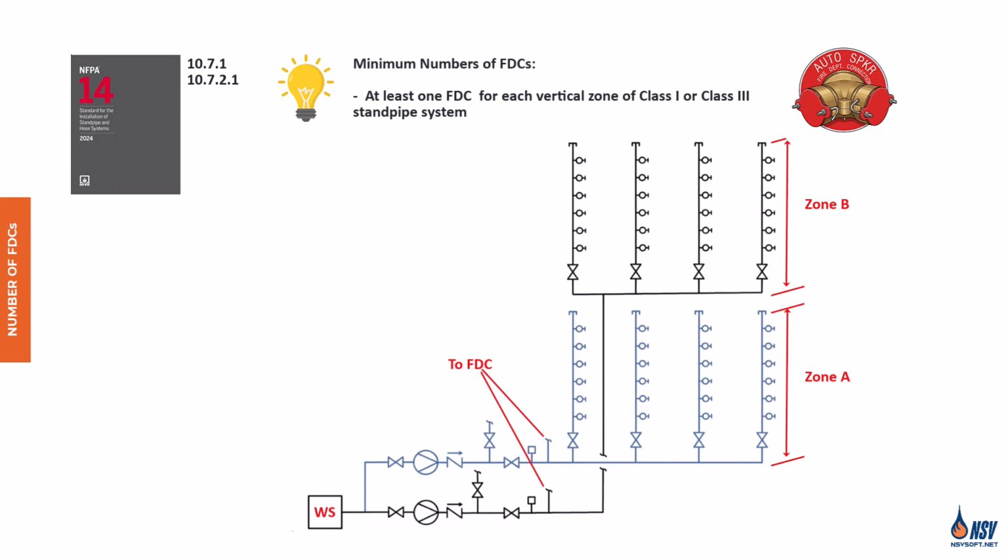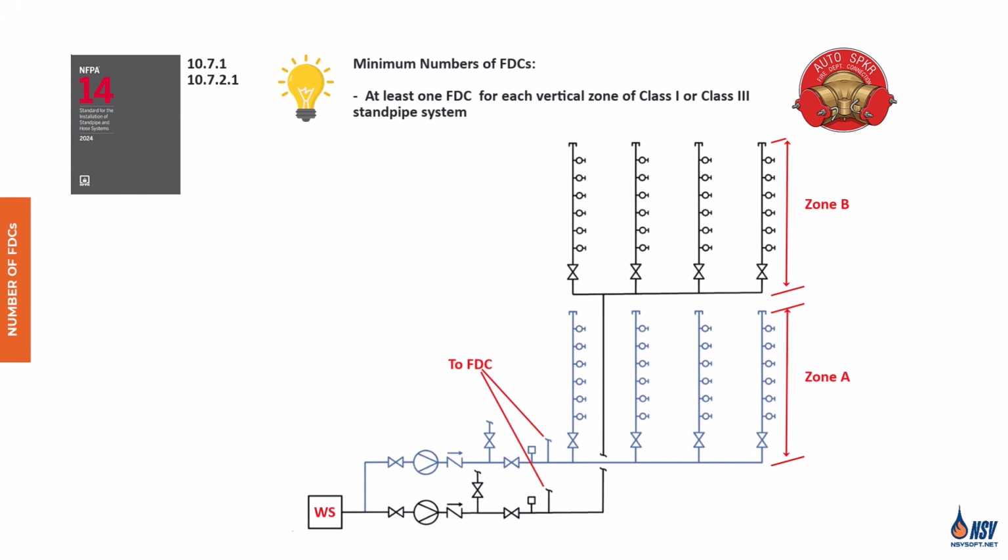Under NFPA 14, fire department connections for standpipe systems are required to be sized for the highest system demand. Sections 10.7.1 and 10.7.2.1 of NFPA 14/2024 specify that at least one FDC must be provided for each vertical zone of Class 1 or Class 3 standpipe system.